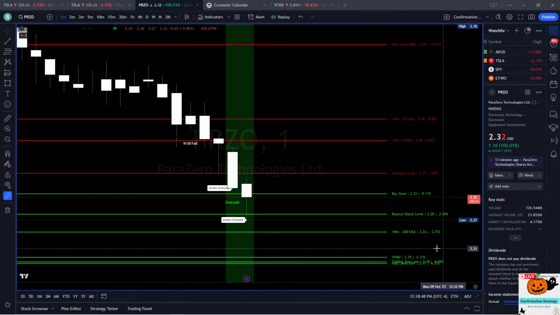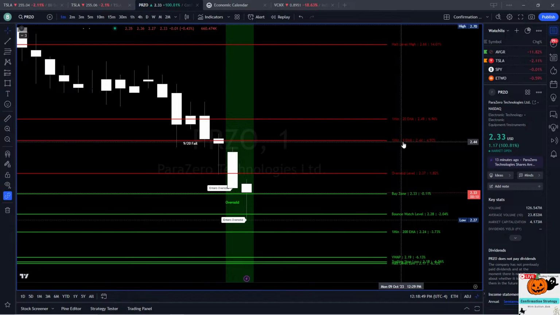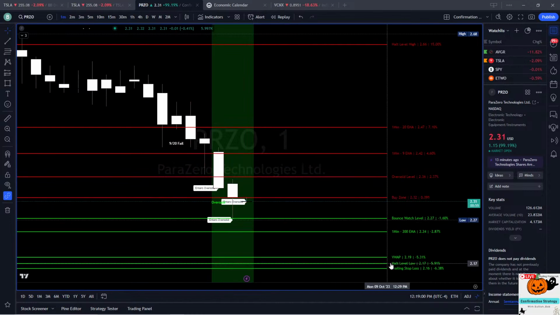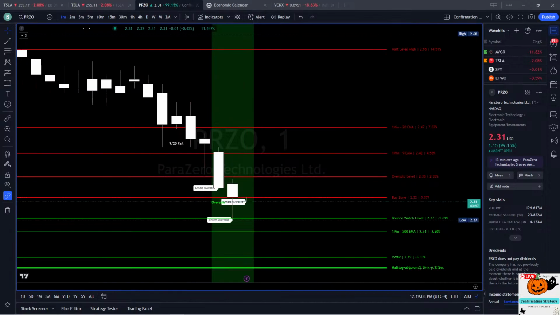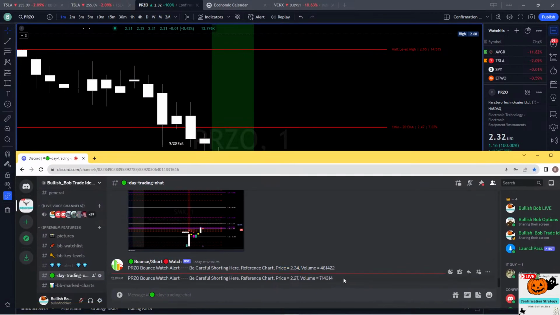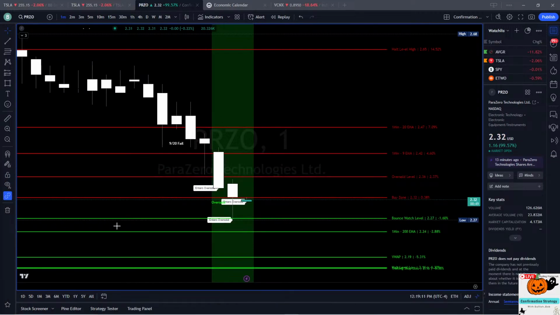See, buy zone 233. Target areas would be, again, oversold areas 237. We want to see 240, say 244, 240 area would be a nice sell area if it could pop. So let's see what it does. 227 is the low. We're getting multiple bounce watch alerts here in chat. So in the day trading chat, you'll see 227, 234 bounce watch alerts here on PRZO.